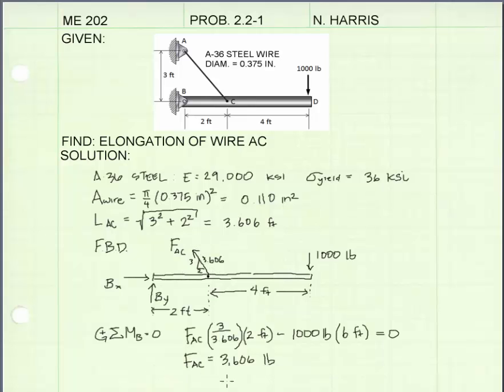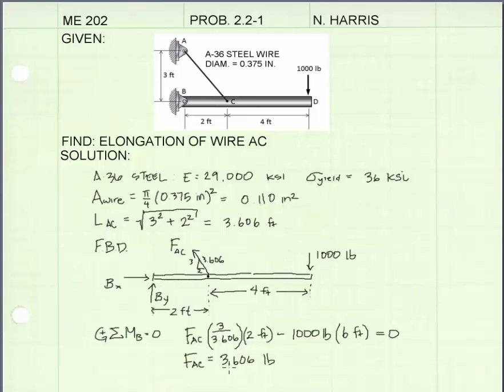Summing the moments about B gives me this equation here. I have my force AC, that's the cable force. I'm going to get its vertical component, so I take 3, the side length 3 divided by the hypotenuse, 3.606, and it's at a point 2 feet from B, that's the moment arm, minus 1,000 pounds here at a distance of 6 feet from B, and I can calculate the force in the cable is 3,606 pounds.